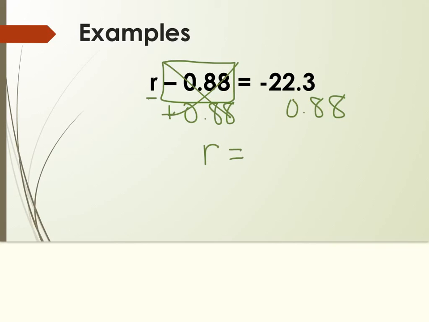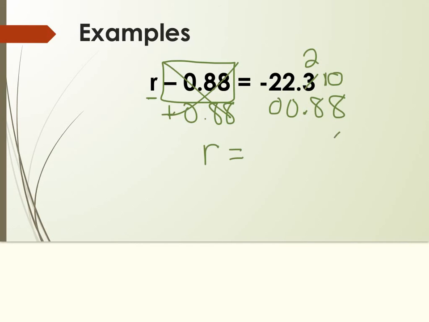Now we're left with negative 22.3, and I'll add a 0 so that we are lining up our decimals. And we have a positive 0.88. They're different signs, so we need to subtract. Remember, this is important that we added the 0, because now we're going to subtract a 0 minus 8 and have to borrow from the 3.